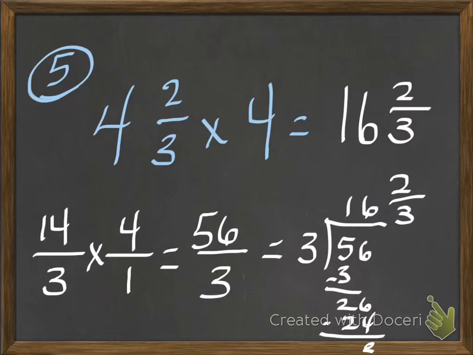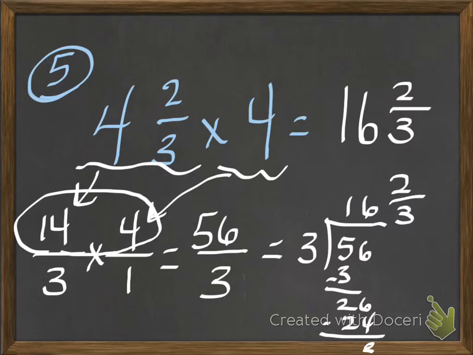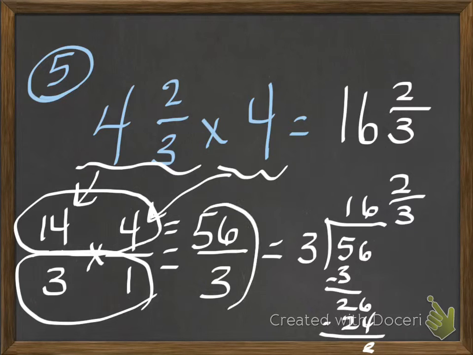Okay, so I changed 4 2/3 into 14 thirds, and then I took the 4 and put it over 1 to make it a fraction. I multiplied the numerators, 14 times 4, and that equaled 56. 3 times 1 equals 3. Then I took 56 and divided it by 3 over here, and I got 16 and 2/3 as my final answer.